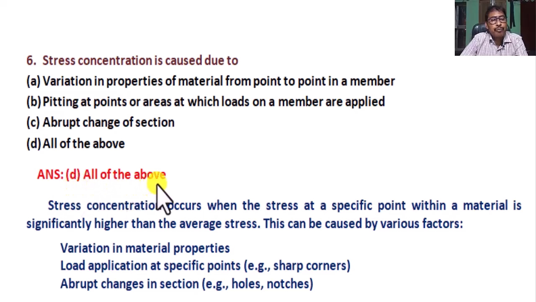All of the above. Stress concentration occurs when the stress at a specific point within a material is significantly higher than the average stress. This can be caused by various factors: variation in material properties, load application at specific points, that is sharp corners, abrupt change in section, that is holes or notches.